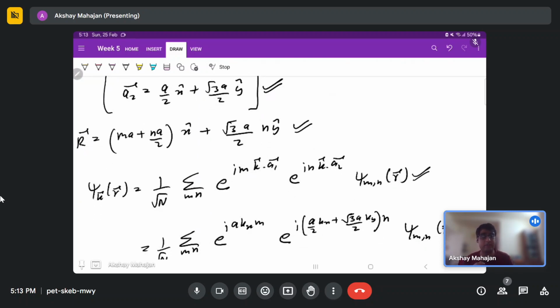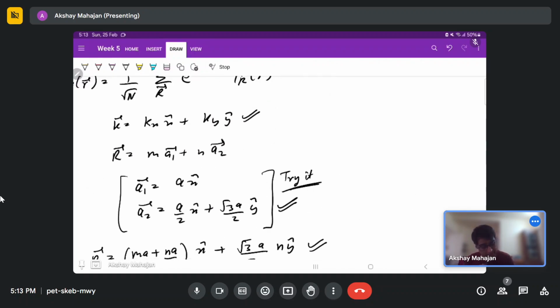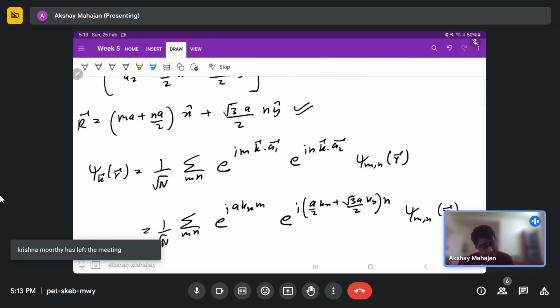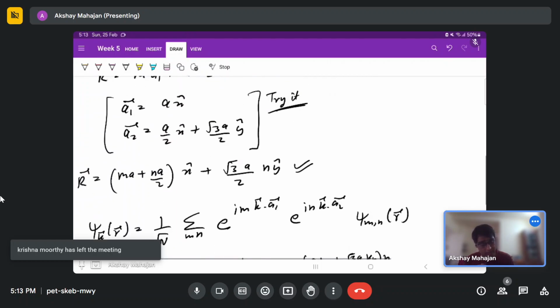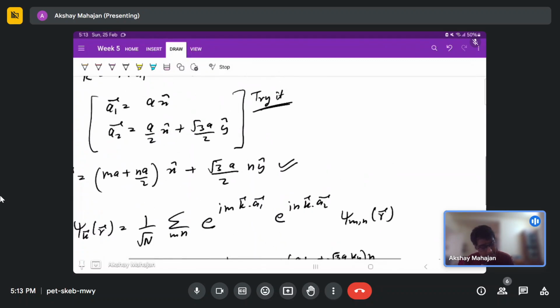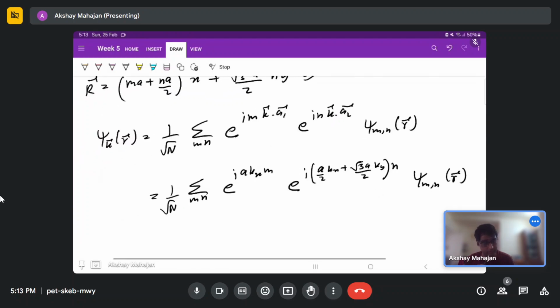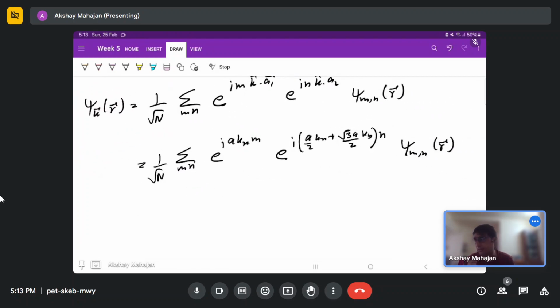Earlier we had a1 vector as a x cap and e2 vector as a y cap for the square lattice. Now this is more general, and then I just put k vector dot a1 vector. K vector is this, a1 vector is this. Just do the dot product, and you will get e to the power iota a kx times m, and then k vector dot e2 vector will be iota times a by 2 kx plus root 3 a by 2 ky, times n. Alright, so this will be our wave function now.